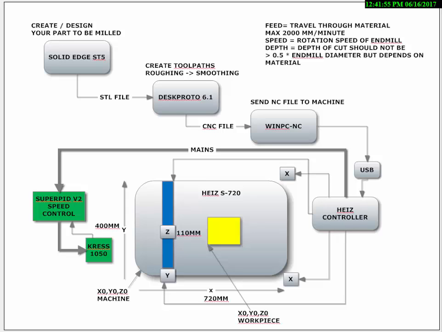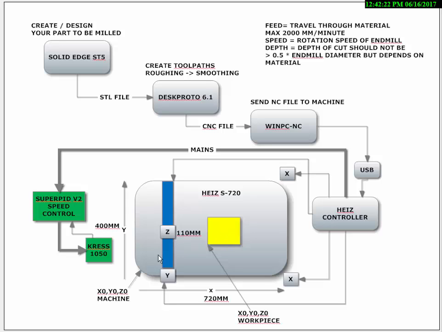A short segue here just shows the type of machine I've got. It's a Heiss S720 with a Crest 1050N mill. The 720 allows the gantry, or the cutting head over here, to move 720 millimeters in the X direction, 400 in the Y direction, and 110 millimeters up and down in the Z direction. This is the piece of aluminium, the block that I wanted to machine.